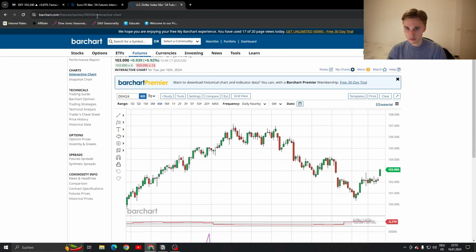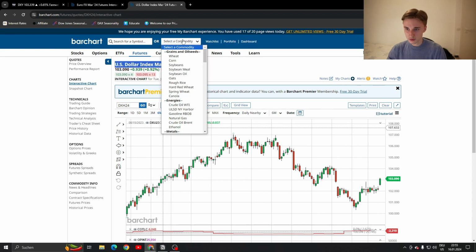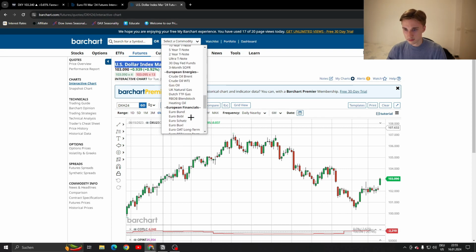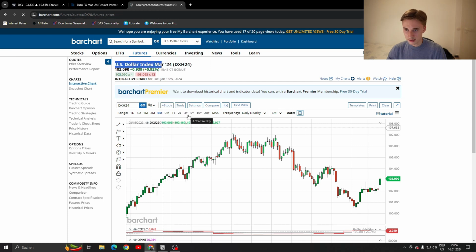You can go on barchart.com right here. I have the dollar index pulled up. You can select the commodity right here. Go to, let me find it. It's right here. Under currencies, US dollar index.